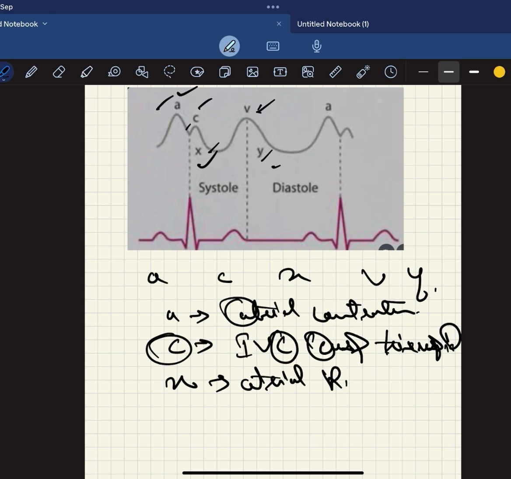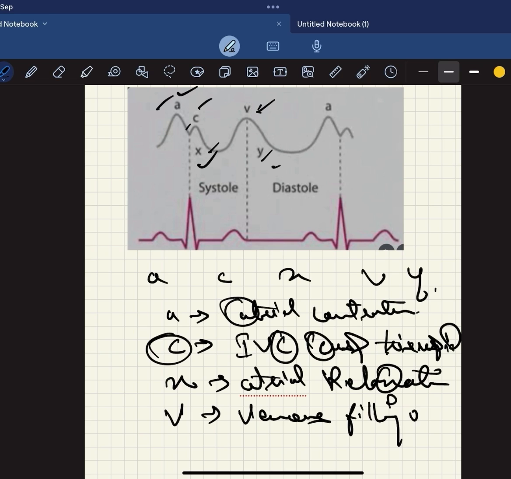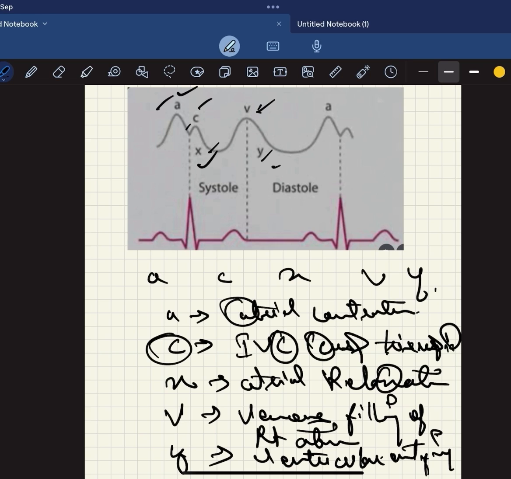X is for atrial relaxation. Then V is for venous filling of the right atrium. And Y is for the ventricular emptying. So Y is for the ventricular emptying and V is for the venous filling.